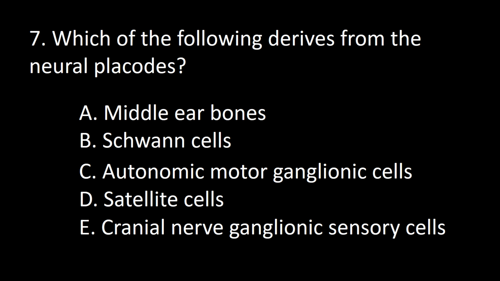Next question. Which of the following derives from neural placodes? A. Middle ear bones. B. Schwann cells. C. Autonomic motor ganglia cells. D. Satellite cells. E. Cranial nerve ganglionic sensory cells.